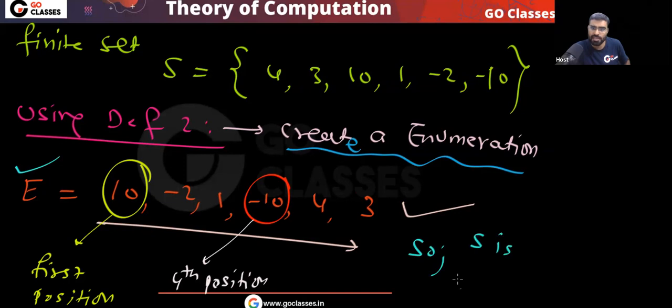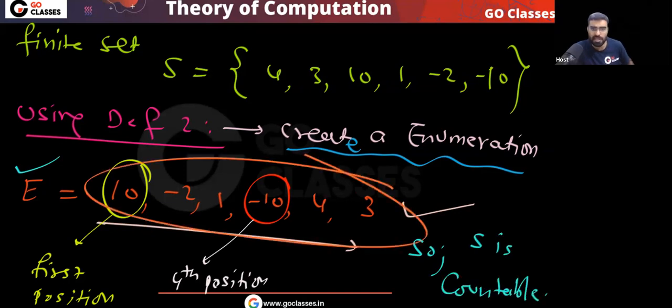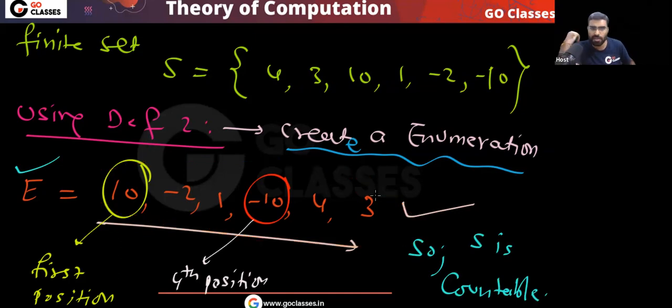So S is countable because there exists an enumeration. In this enumeration, every element is covered. Now, using definition 3, how will you prove it? Something interesting is coming. You will appreciate definition 3. You will appreciate how easy definition 3 is.